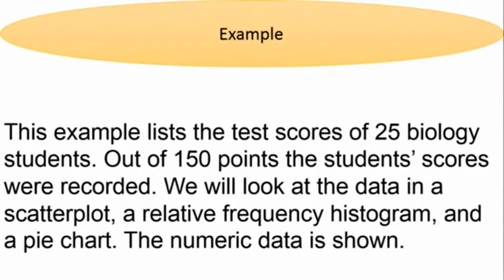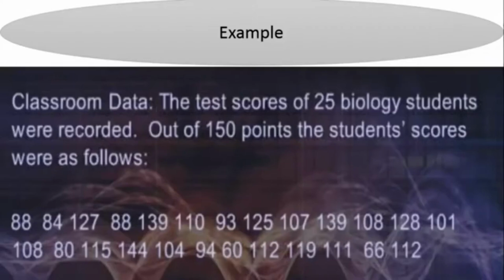So we will take another example in order to illustrate other ways of representing data. In this example, we will have a list of test scores for 25 biology students, and out of 150 points, the student scores were recorded. We will look at the data in a scatter plot, a relative frequency histogram, and a pie chart. So here is numerical data related to classroom data, and the test scores of 25 biology students are recorded, and the score is out of 150 points. So you can see the different scores obtained by each of the 25 biology students.